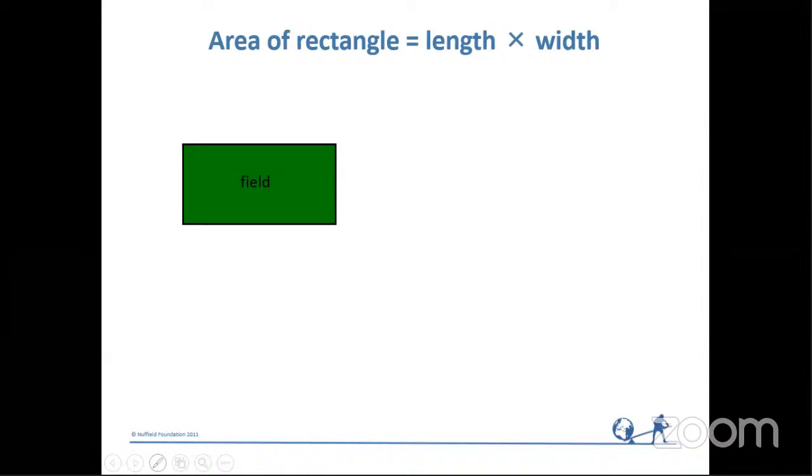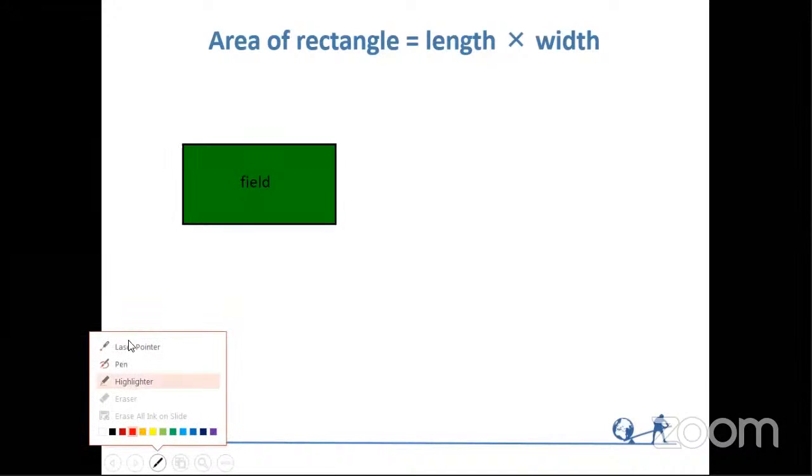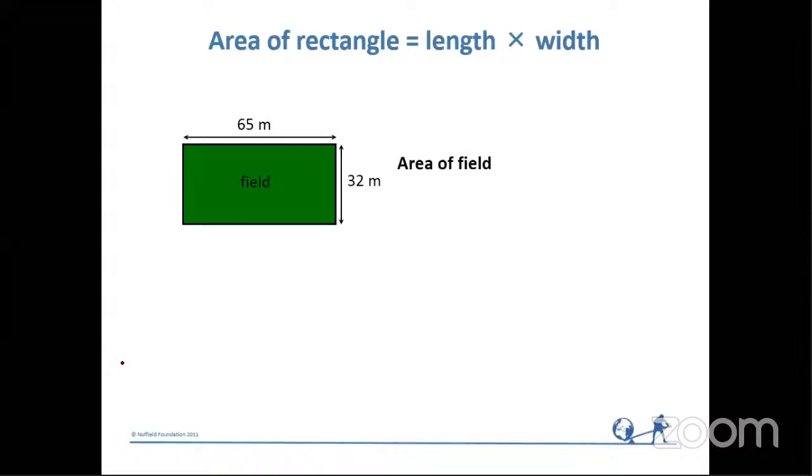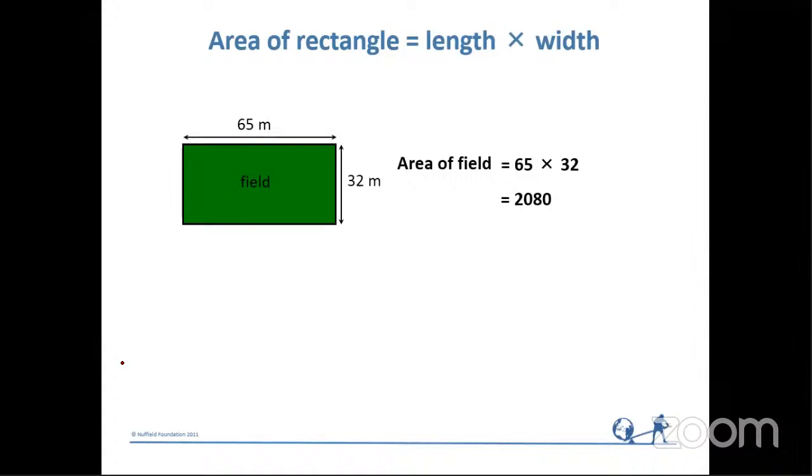So I think those who are still working, we can a little bit stop and we go through it here. So you're saying that is 65 and that is 32, and you're saying area of a rectangle is equal to length times width. So you're saying area of the field is 65 times 65, and that would give us 2080 meters. But remember, it is a meter times meter, so it will give us meter squared.